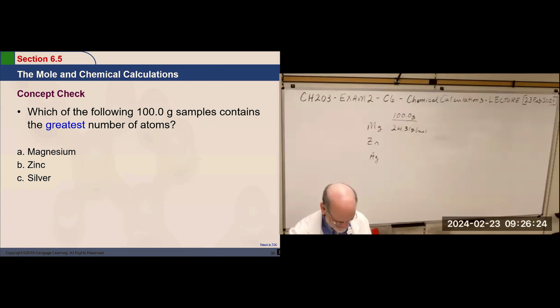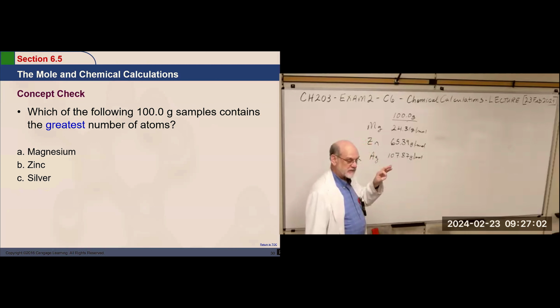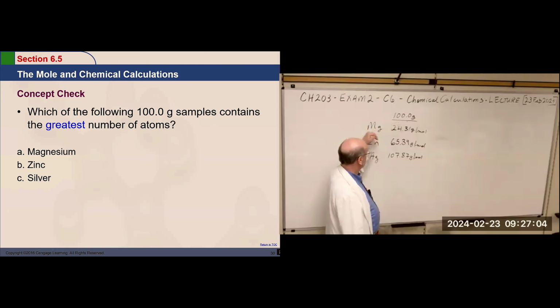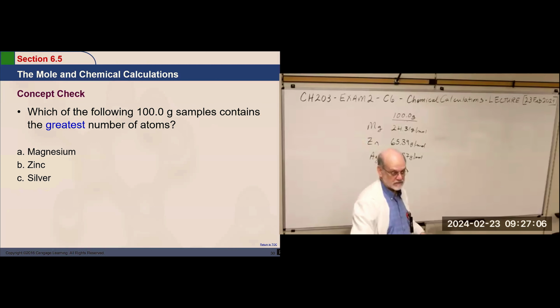Okay. So this one weighs the least per mole. You could go ahead and convert 100 grams into moles and compare those values if you wanted to. But all we have to do is say the lightest one is going to take more atoms to make 100 grams. So magnesium would be the answer. All right. It's just logic.